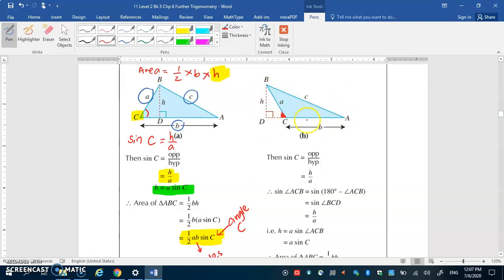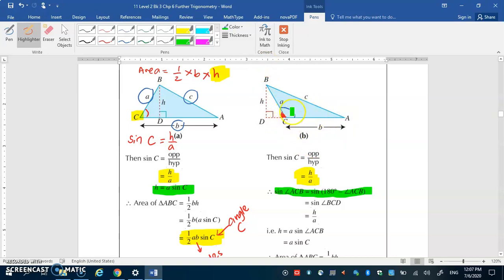Now H is also the perpendicular height of this triangle. In primary school, you used to just extend the base and draw a perpendicular height down, right? So this H is actually the perpendicular height of this triangle ABC. We already established that sine C is equal to H over A. Now in 6.1, you also learned that the sine of this acute angle will be the same as the sine of this obtuse angle, because sine ACB is equal to sine of 180 minus angle ACB. ACB is this obtuse angle here.